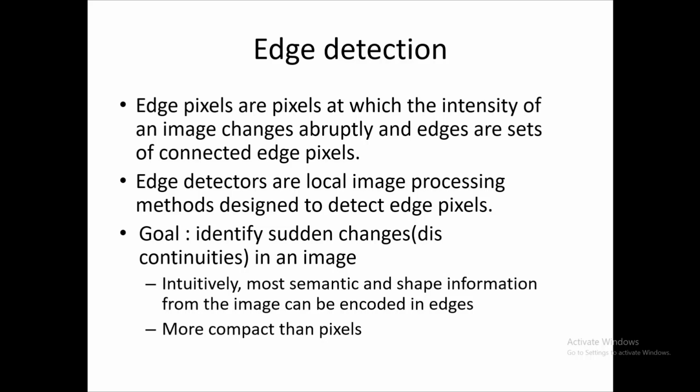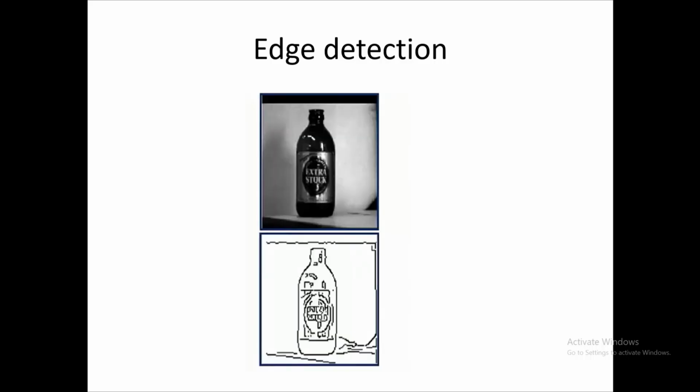Intuitively, we can say that most of the semantic and shape information from the image can be encoded in edges, and it's more compact than the pixels. And here is an example of edge. We can see here we have the image on the top. The top figure shows the original image, and the detected edges of this object can be seen below. It is just a very basic example, and we will see in detail how we can detect these edges.